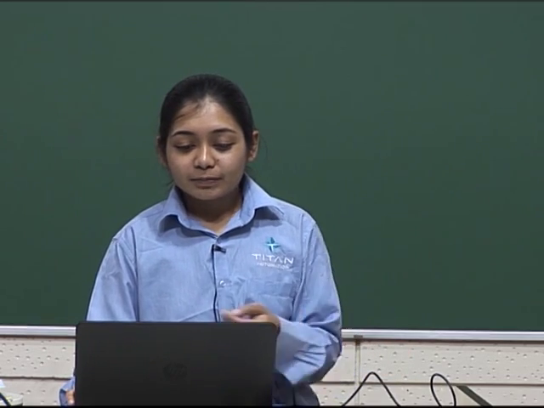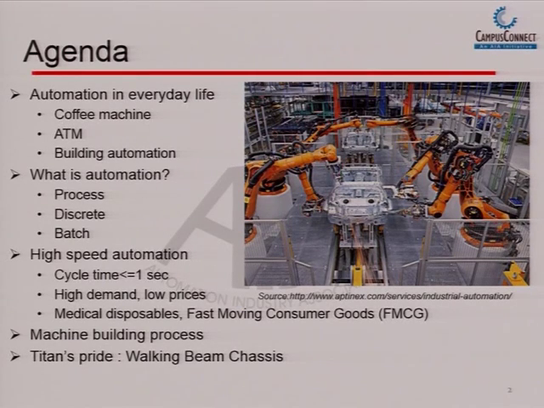So what do you understand by automation in general? Okay, before that, I'd like to tell you about the agenda that I have taken so much pain preparing. This is one typical example of a machine working on a shop floor. You recognize these, it's a car making factory.